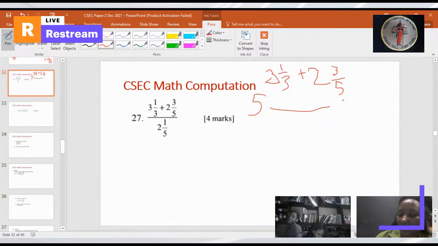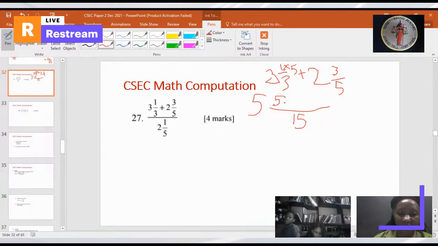And then what else? Miss, you would say what number 3 and 5 can go into. We find the LCM of 3 and 5, that's 15. Then 3 into 15 goes 5 times, so 1 times 5 is 5.